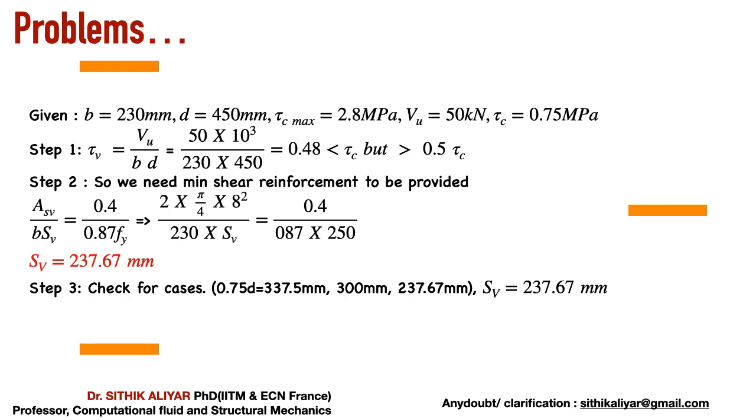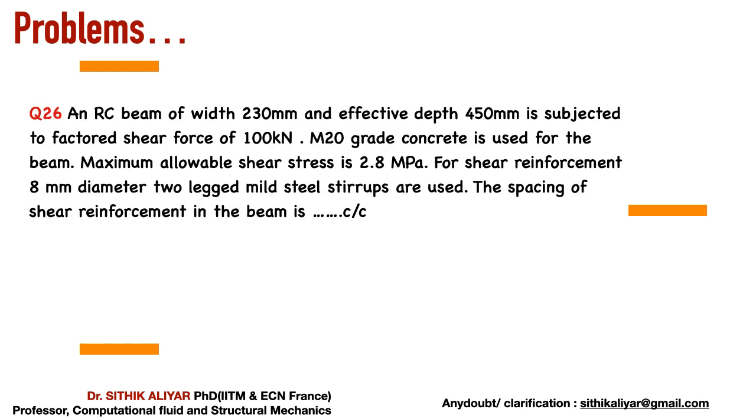I hope you remember how this step 2 formula came. It came because of our tau v value. In step 1 you find the tau v value and see which case it is following: whether it is lesser than 0.5 tau c, or greater than 0.5 tau c, or greater than tau c itself. Based on which case it is falling, you have to use that formula. So we will go for one more problem.